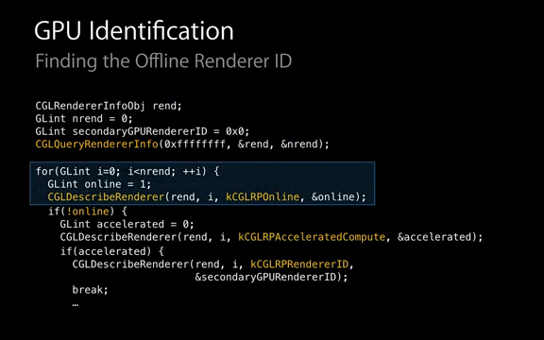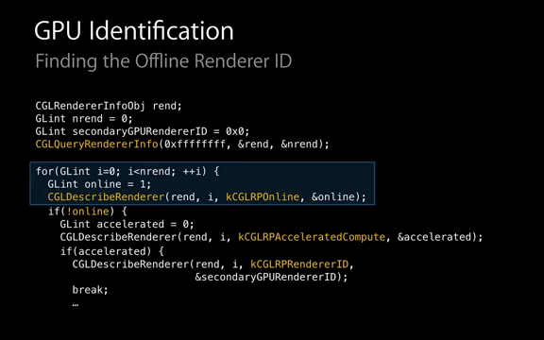So the first thing that I do is I iterate through the renderers in the system. I obtain these using this CGLQueryRendererInfo call. I iterate over all of the renderers, and I ask the system, is the renderer online or offline? So this will actually tell me, once I get past this step, I'll know if I have that GPU that's connected to the display and that's online, or the one that's offline.